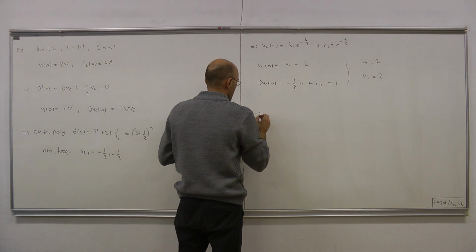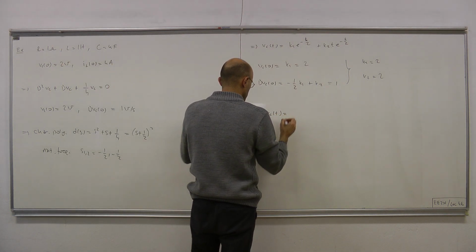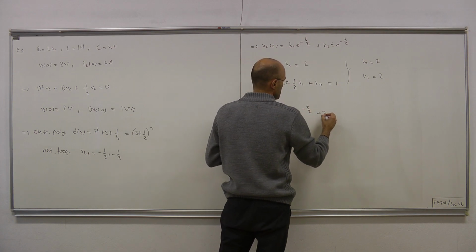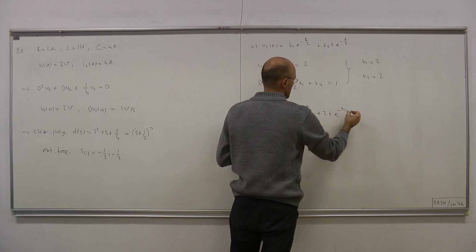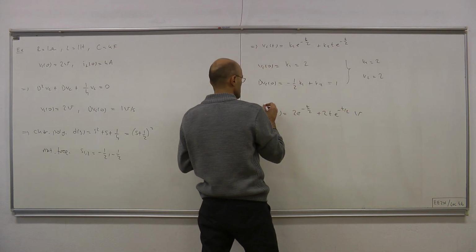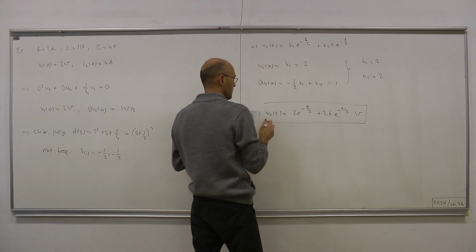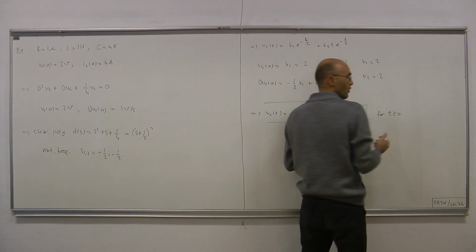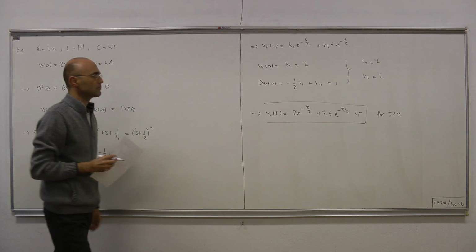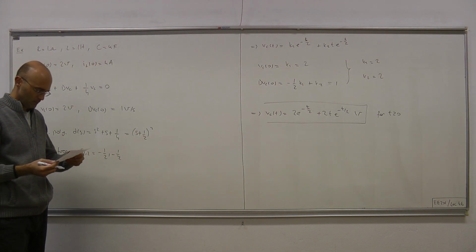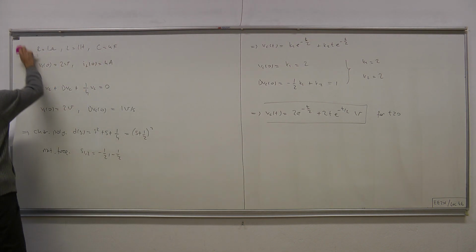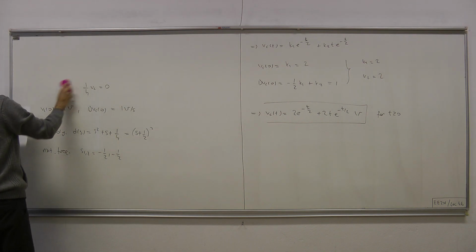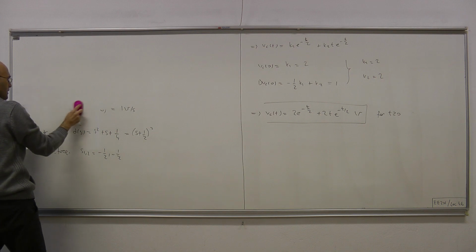Hence, capacitor voltage Vc(t) can be written as 2 e to the minus t/2 plus 2t e to the minus t/2 volts, for all future times. Okay, now let's move on to the third case. Okay, underdamped.